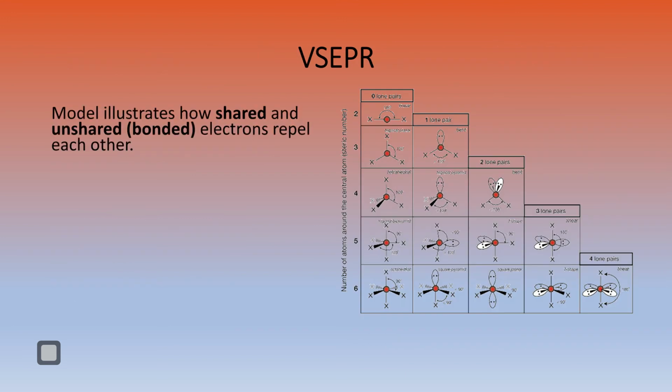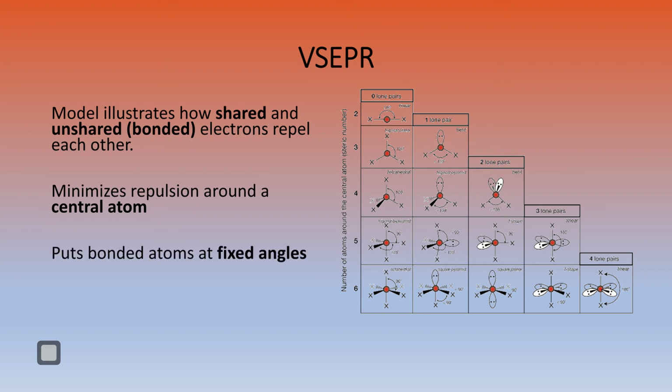So this model illustrates how the shared and unshared bonded electrons will repel each other, in order to make sure the electrons have minimum repulsion to each other around that central atom. Because again, they're electrons, they're negatively charged, they want to repel, they want to be put away. So the bonded atoms will create particular shapes based on the angles that these electrons will push each other, okay?